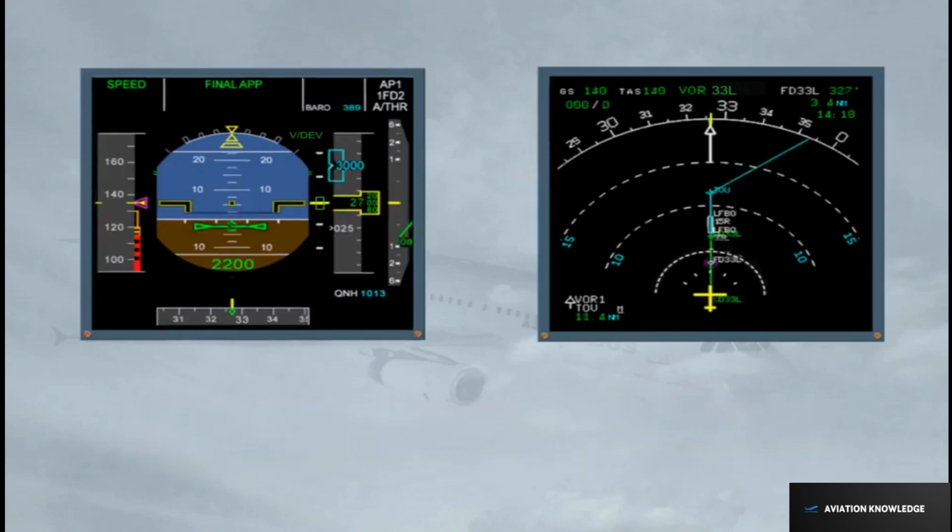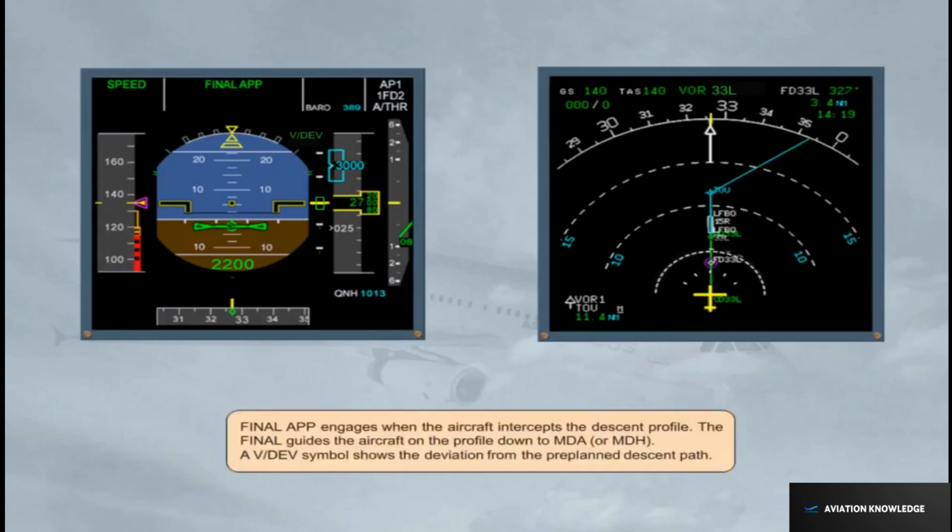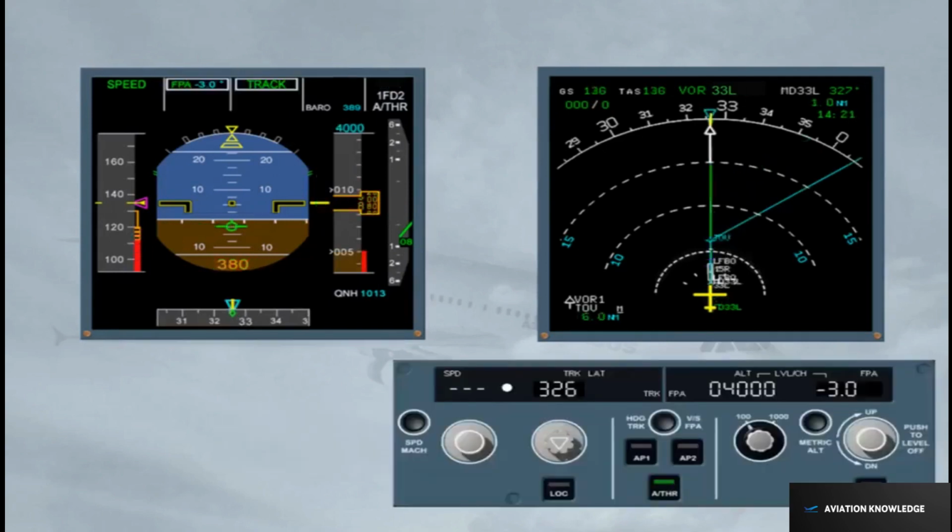Final approach engages when the aircraft intercepts the descent profile. The final guides the aircraft on the profile down to MDA or MDH. A VDEV symbol shows the deviation from the pre-planned descent path. The final approach disengages if heading, vertical speed or track flight path angle modes are engaged, or if the pilot pushes the lock push button.